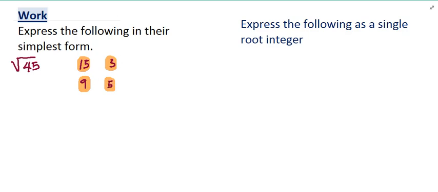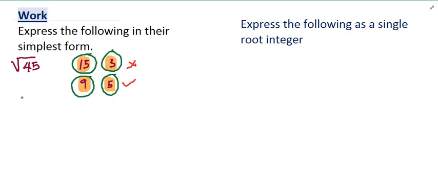So this first pair could give us 45, right? But we cannot work with it. Why? Because 15 is not a perfect square. But 9 I can express as a perfect square, because the square root of 9 is 3, right? So we'll have to work with this pair.